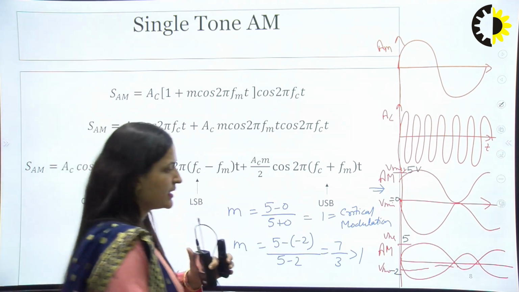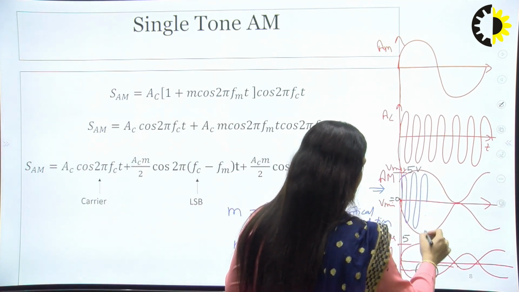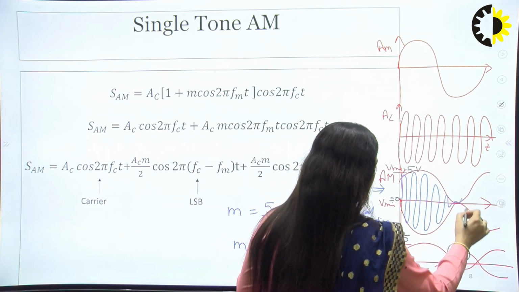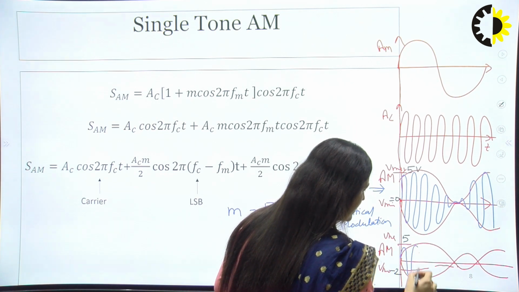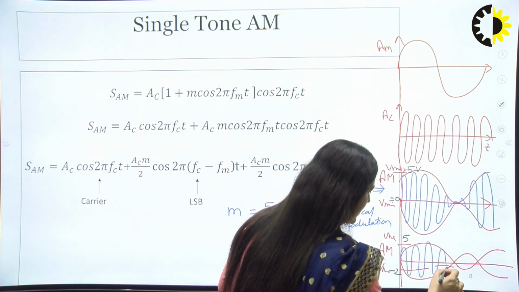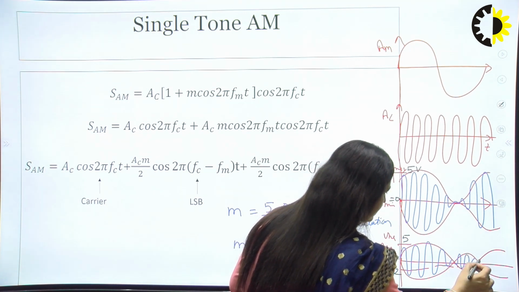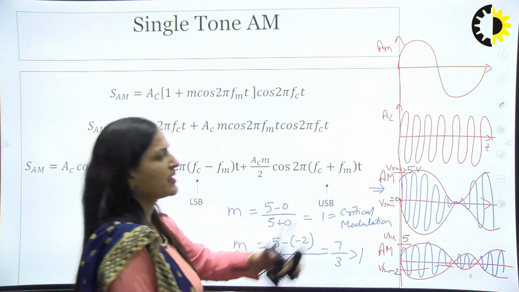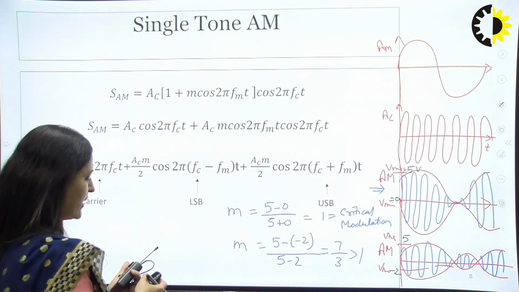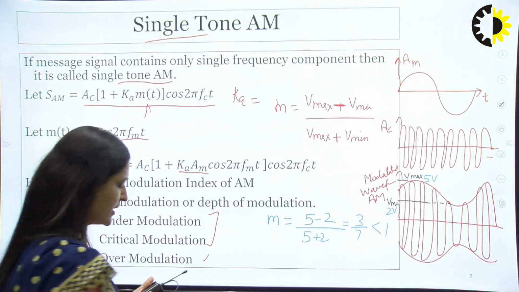So what will happen? See here, your carrier signal is in the same phase at which it is going. But in this case, your signal is positive, then it comes out to be negative. Here your phase reversal will take place. That's why this type of modulation is not required. So this is the case of how modulation index is calculated.